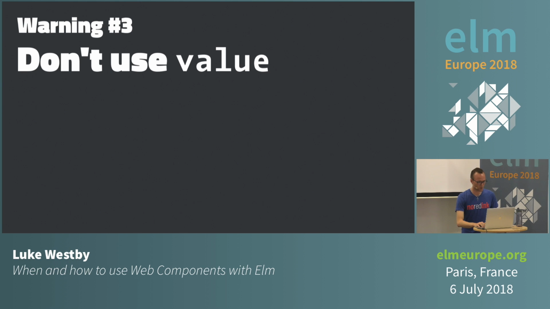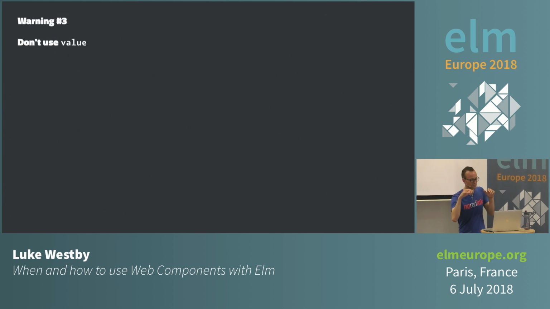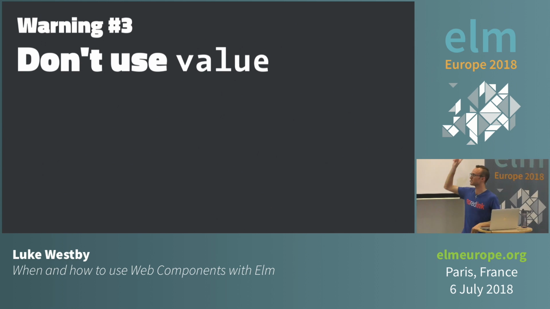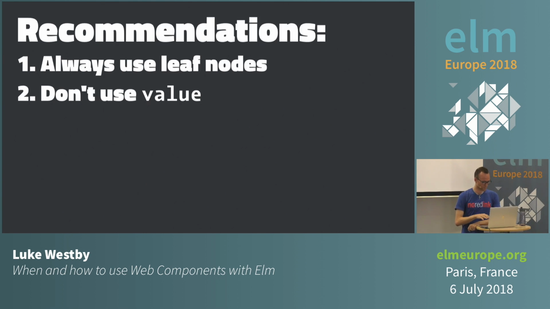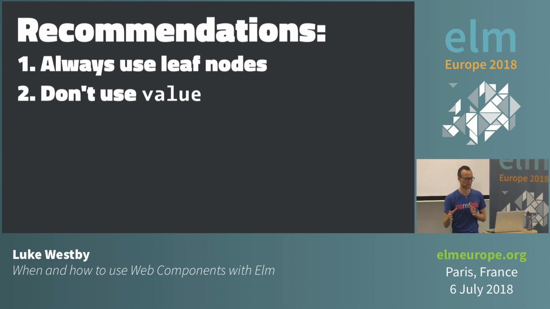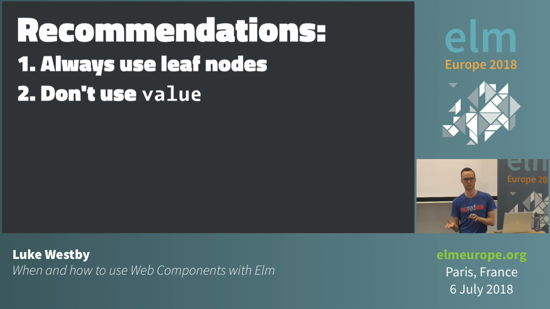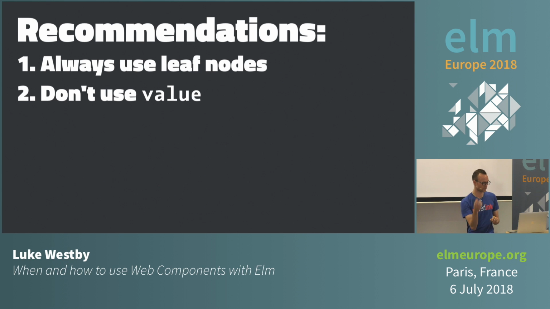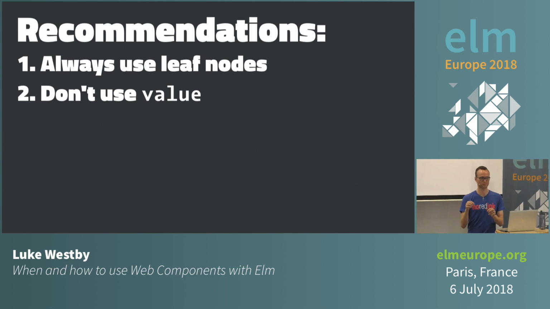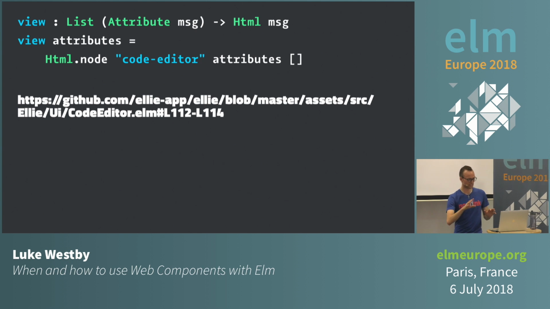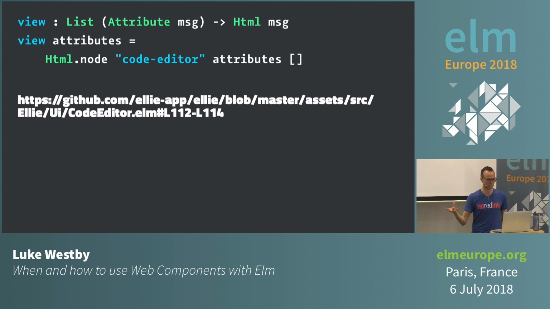And then warning number 3, and this is a small warning. It's not a very big deal. Warning number 3 is don't use value, because the Elm Virtual DOM special cases this particular property name to deal with built-in inputs. So here's what I recommend you do when you're building your custom elements. The first one is the most important, and it's to always use leaf nodes, whether your custom element itself is at the very end of your tree branch, or whether you've got some stuff inside of it, but that stuff is fixed. I'll give some examples of that. And the second one is to not use value, for the reason I just mentioned. So here is almost verbatim the code editor view from Ellie.